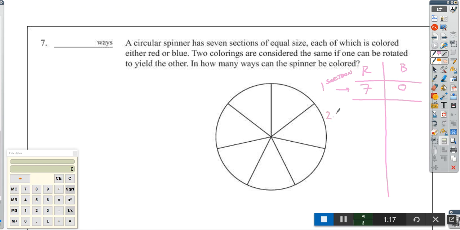Well, what about 2 sections? All right, for 2 sections, I could do 6 red, 1 blue, 5 and 2, 4 and 3. But remember, I want to be able to flip it, right? If I go 3 and 4, then all of a sudden that's the same as when I flip it. And I want to be efficient because I only have 6 minutes to do these 2 problems. Let me tell you, the second one is brutal. All right, so that gives me 3 different ways of doing it.